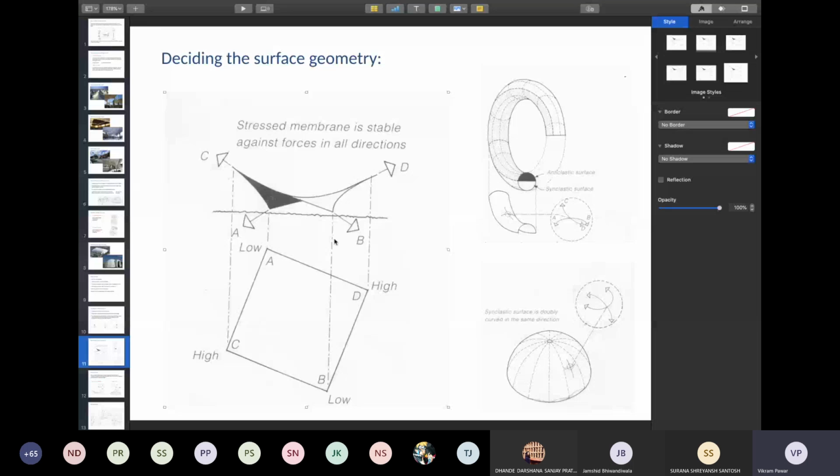Okay. Now, the best way to understand synclastic and anticlastic surface is this diagram. If you look at a tire tube, the outer surface of the tire tube, the curvatures are both in a similar direction. So they are synclastic. So the white area is synclastic area. The darker portion is the anticlastic surface. Whereas in a dome, you have uniformly a synclastic surface. Okay.